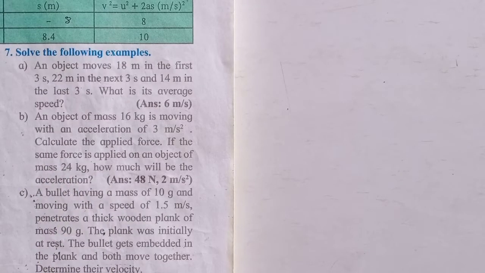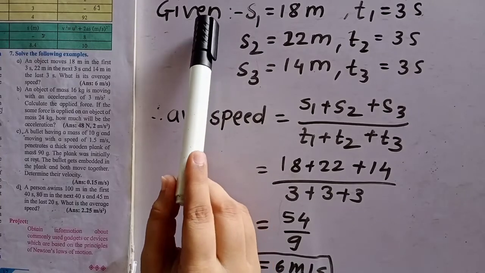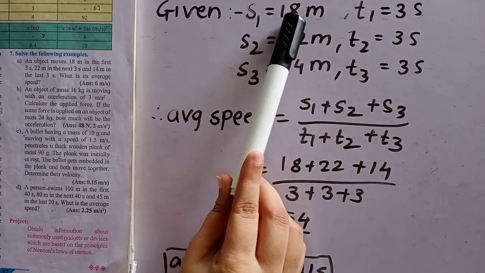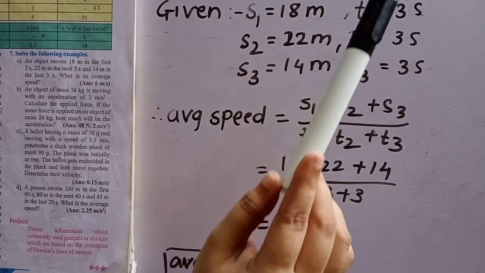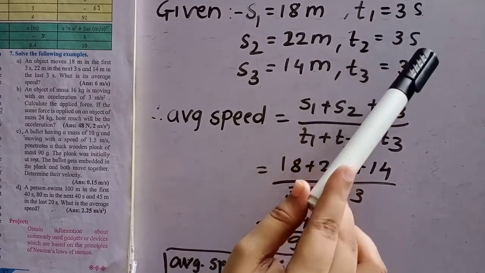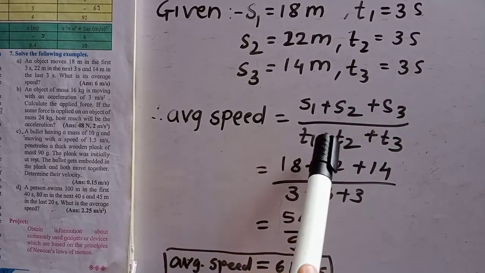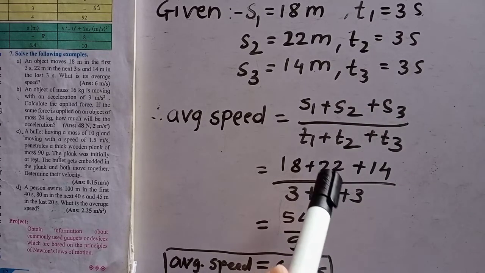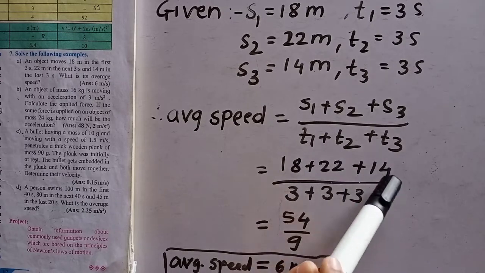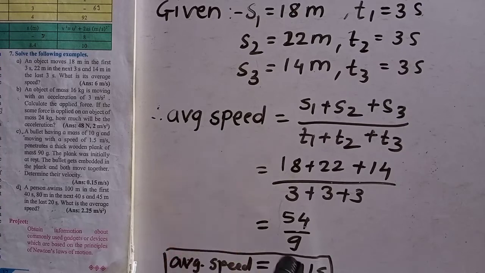So what is given here? We will see how to solve this. Now students, see here. According to the question, we can write first displacement is of 18 meter, second one is of 22 meter and third is 14 meter. So in which time duration? 3 seconds. Okay, so average speed is what? S1 plus S2 plus S3 upon T1 plus T2 plus T3. So total distance covered upon total time taken, that is 18 plus 22 plus 14 upon 3 plus 3 plus 3. So 54 by 9.